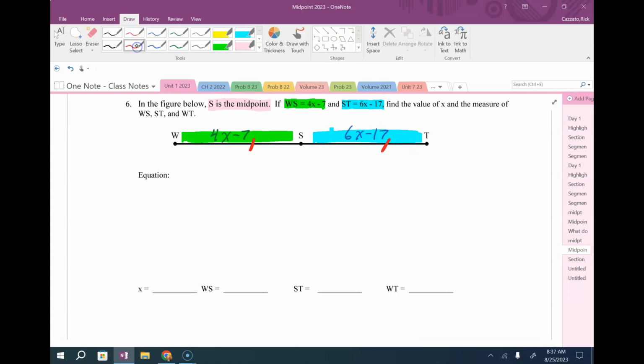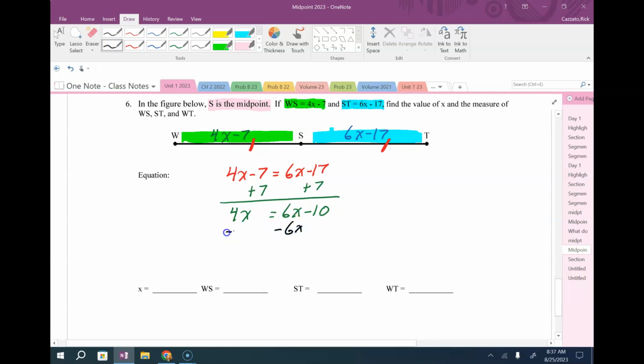So midpoint means exactly in the middle. So the equation for this would be 4x minus 7 equals 6x minus 17. And we're going to go through the algebra as we did in class. One of your classmates said, let's add 7 to both sides. So you get 4x is equal to 6x minus 10. They subtracted 6x from both sides. And the steps don't have to be exactly the same. So negative 2x is equal to negative 10. And then they divided by negative 2. And they came up with x to be equal to 5.